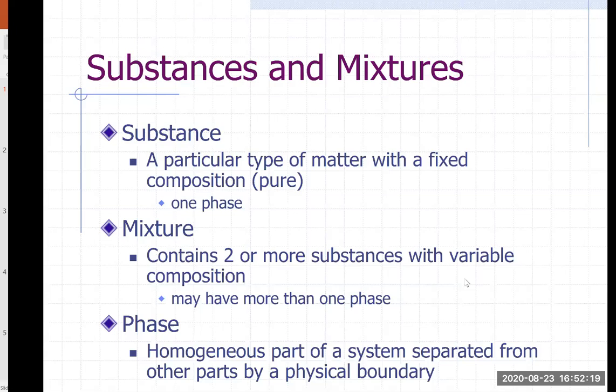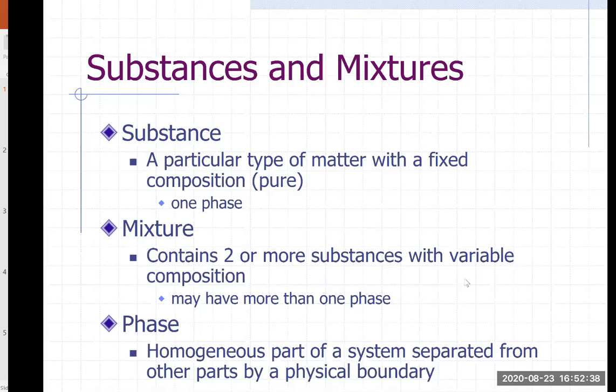So they have one phase. A mixture, on the other hand, contains two or more substances and has variable composition. And a mixture may have one phase, but it also may have more than one phase. Could have more than two phases or three.